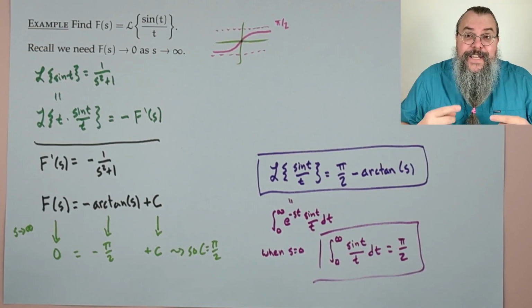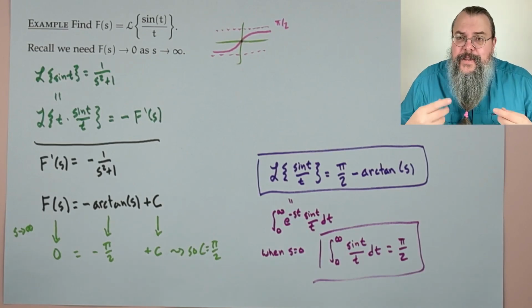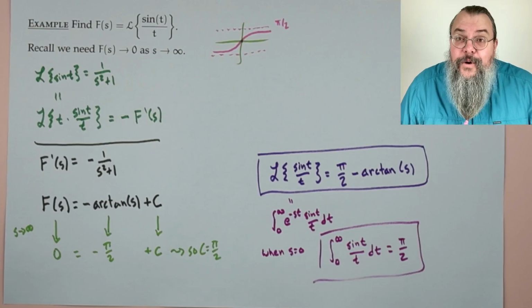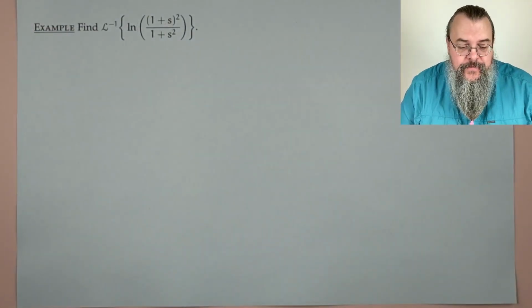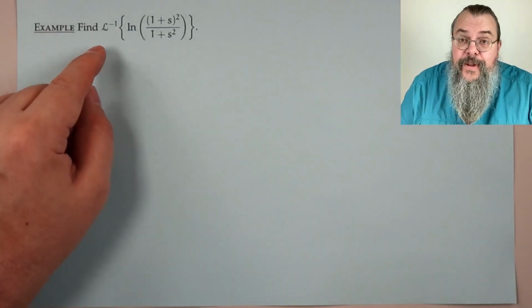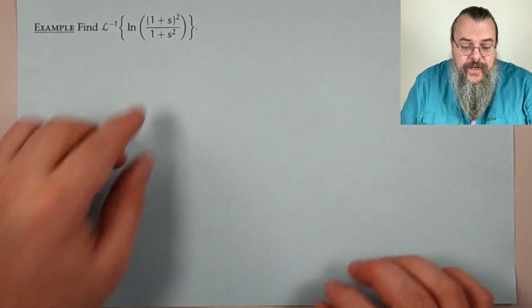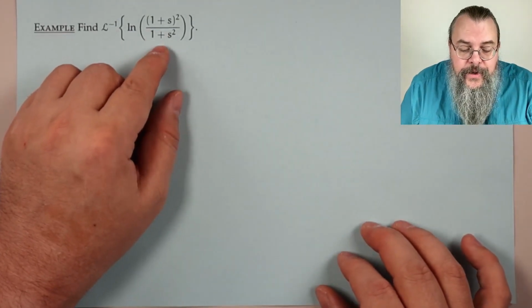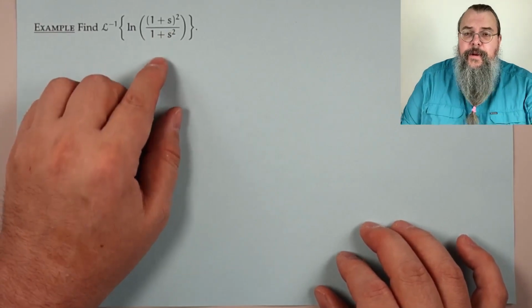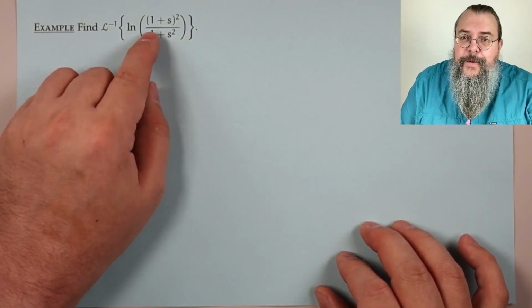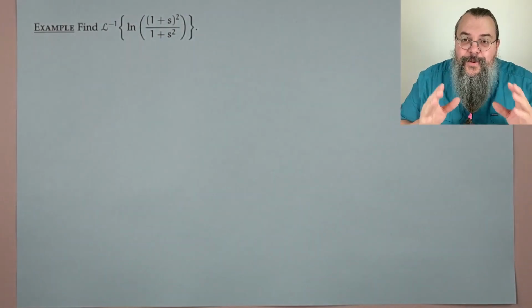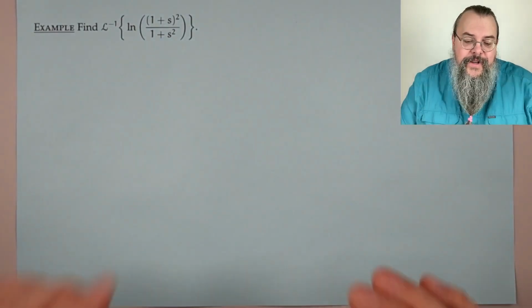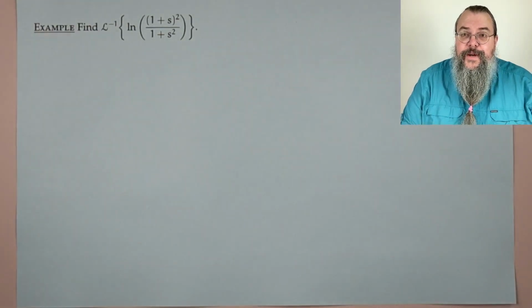Okay, that was one example. Actually, I think that was our second example. Can we do more? So let's look at this problem. We're asked to find the inverse Laplace of the natural log of 1 plus s squared over 1 plus s squared. You might say, wait, what? Well, I forgot to mention that upstairs there were parentheses around the 1 plus s. So the quantity 1 plus s squared. Downstairs is just 1 plus s squared.